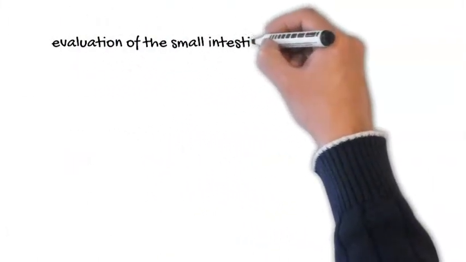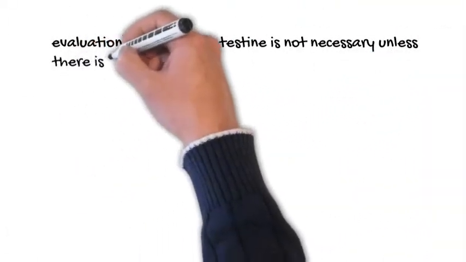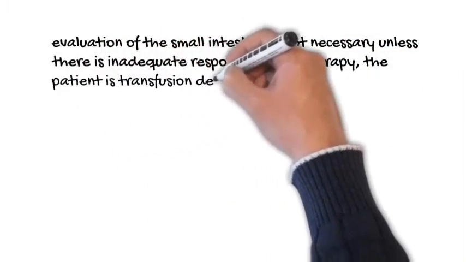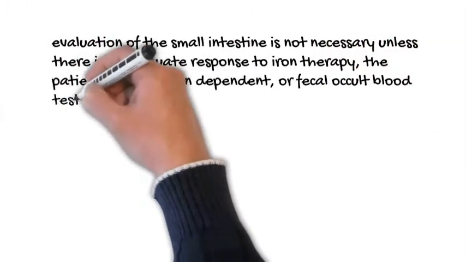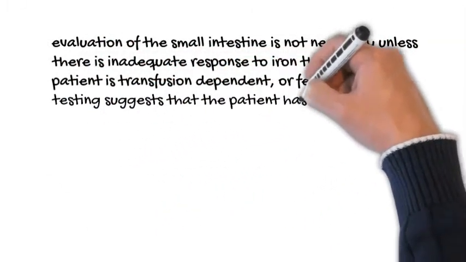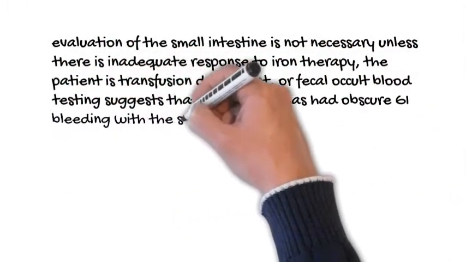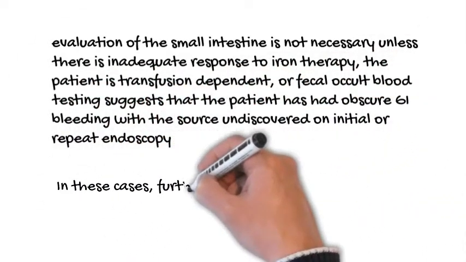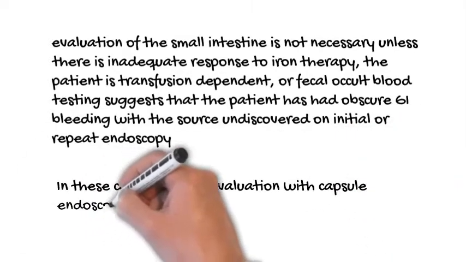Additional evaluation of the small intestine is not necessary unless there is inadequate response to iron therapy, the patient is transfusion dependent, or fecal occult blood testing suggests that the patient has had obscure GI bleeding with the source undiscovered on initial or repeat endoscopy. In these cases, further evaluation with capsule endoscopy should be considered.